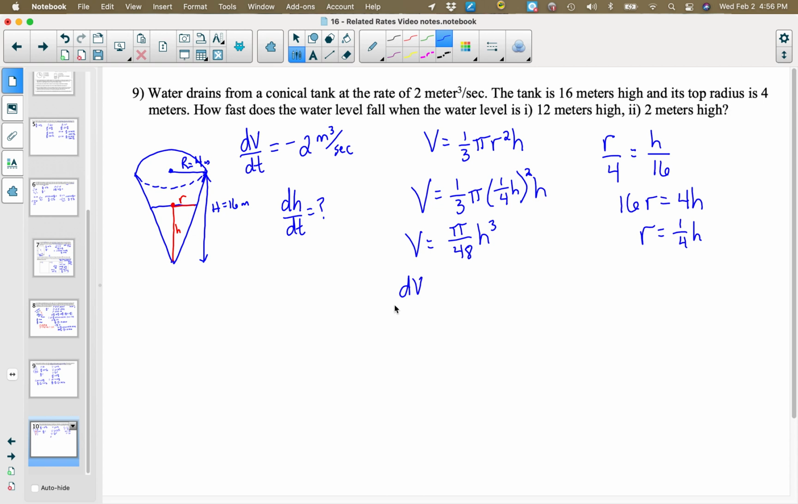So I get dV/dt equals, going to bring the power down here, and it cancels, leaves a 16 on the bottom. So I'm going to have pi over 16 H squared times dH/dt. And now the hard part's over. I can just plug in my values. So we know dV/dt is -2. I'm solving part I. And we get pi over 16. H is 12.